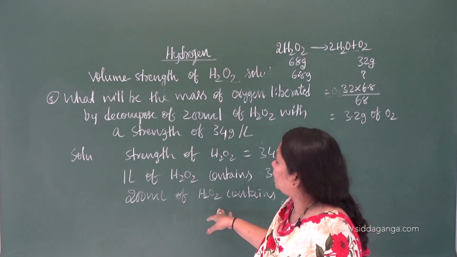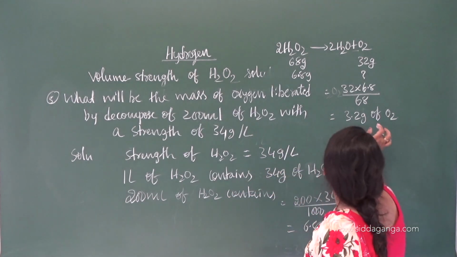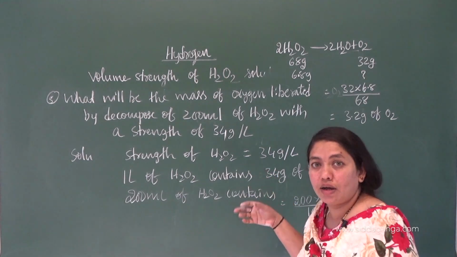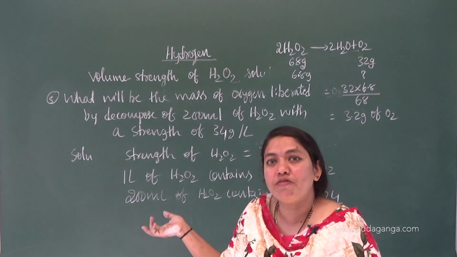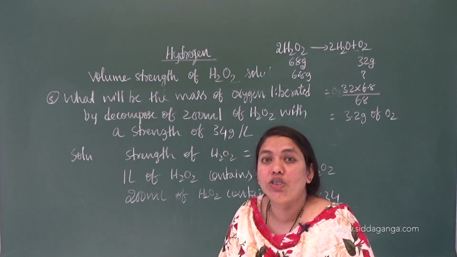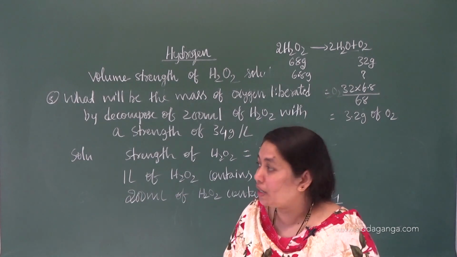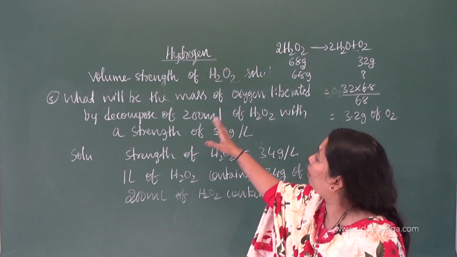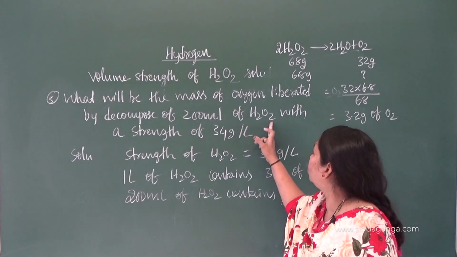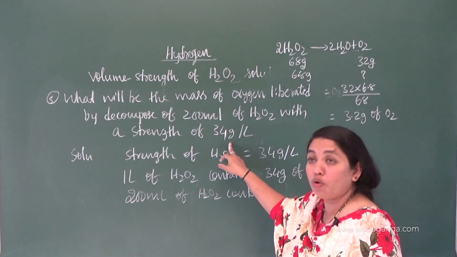So that is how you can calculate the mass of oxygen also. It is a different type of problem. I am trying to give almost all types of problems you are going to get with reference to this percentage and volume strength of hydrogen peroxide. I hope you got this one. What will be the mass of oxygen liberated by decomposition of 200 ml of H2O2 with a strength of 34 grams per liter?